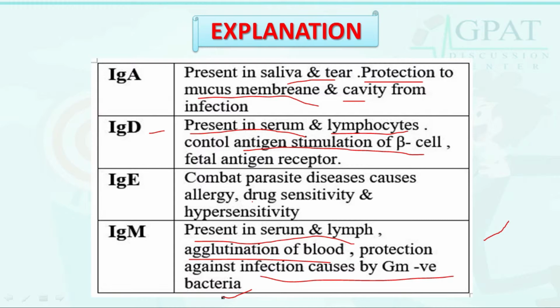Students, try to learn where the antibodies are present and what their major functions are. You can also learn this with the help of the mnemonic A, D, E, M, ADEM, in series order. So there is no chance to forget where they are present and their main functions. So it's all about antibodies.